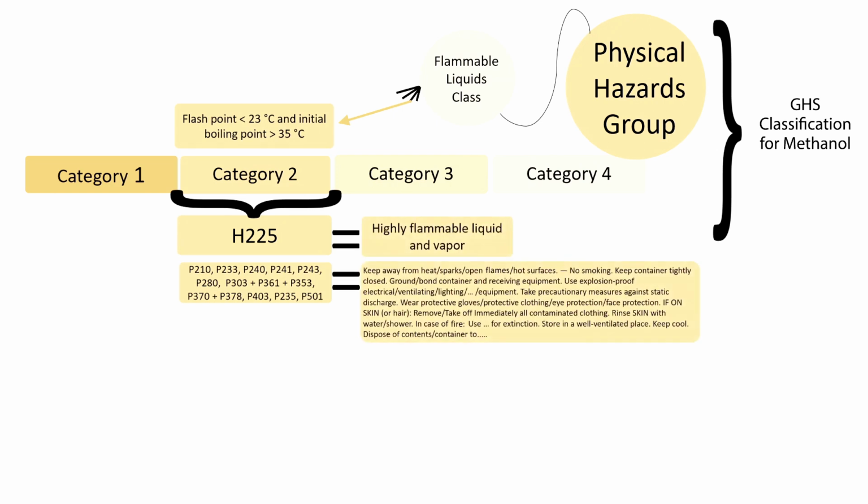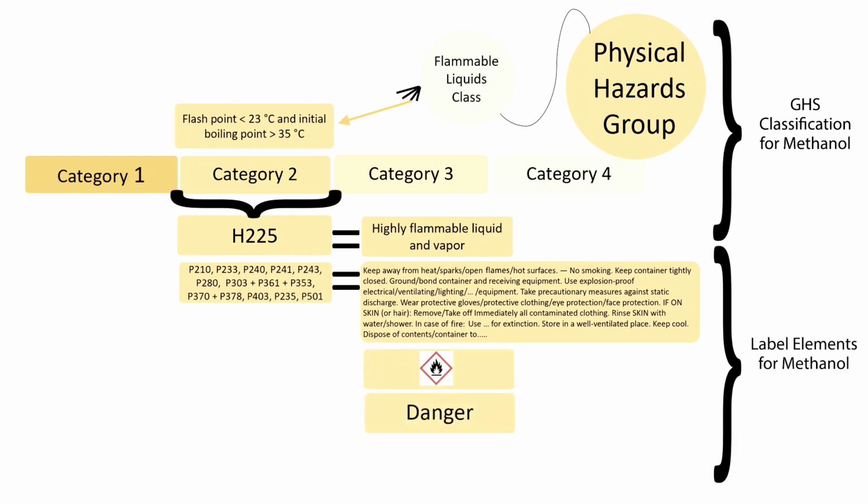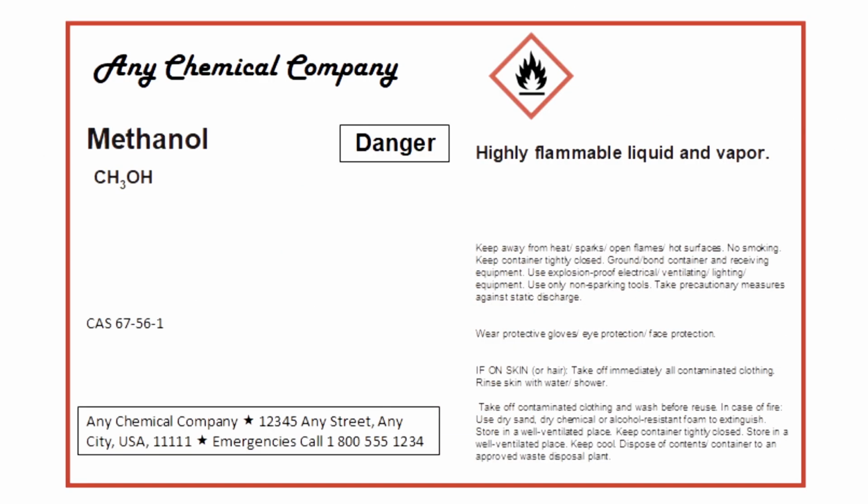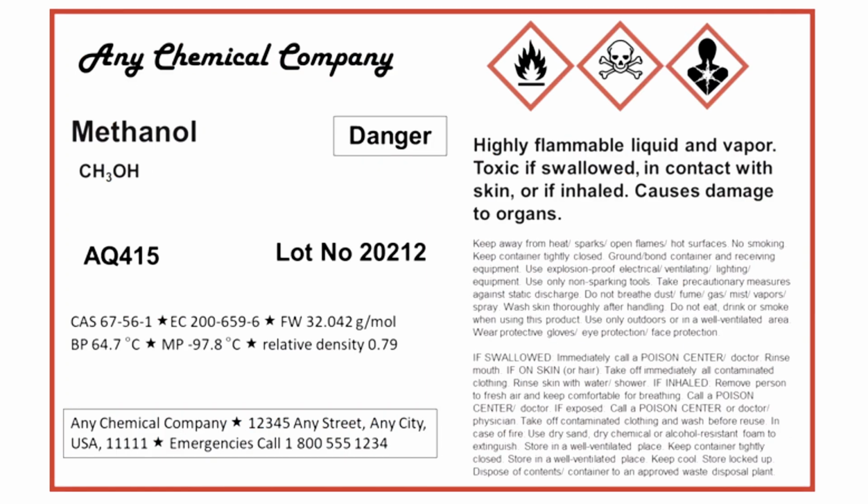Instead of the alphanumeric H and P codes, the full text of the statement should be on the label. The pictogram and signal word are also defined by the category, and should be on the label. With the addition of manufacturer information, we now have all the label elements related to methanol's physical hazard of flammability. An actual methanol label must also include methanol's health hazards.